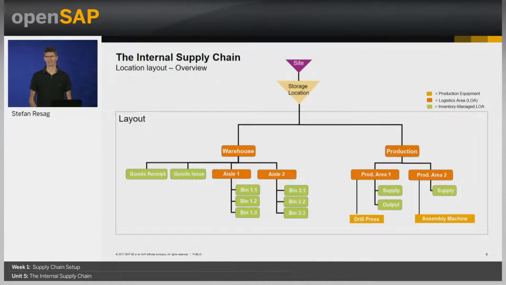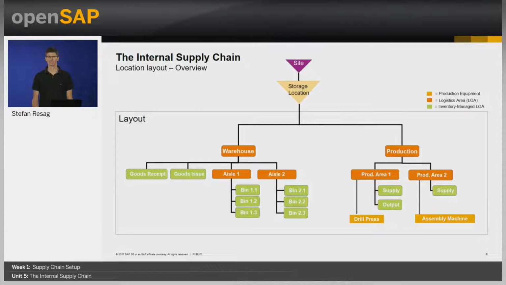To create a location layout, you first need a storage location. This could either be the site itself, marked as a storage location, or you can create storage locations below a site. The idea of the location layout is to model the physical areas of a warehouse and production location. The layout itself consists of a hierarchy of so-called logistics areas, in short LOAs. These are freely definable areas within the location, providing detailed physical and operational information.